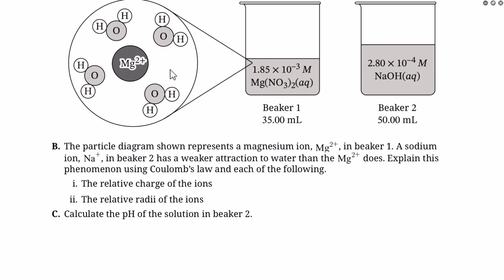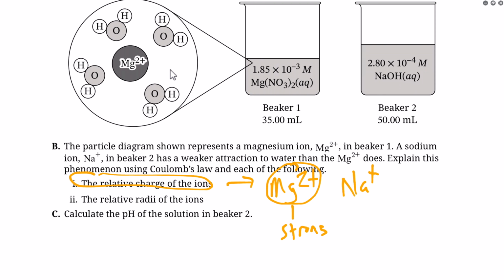So we're going to use Coulomb's law to discuss the relative charge of the ions. Well, again, I'm not going to provide a full-length explanation written out for each of these, but we know that Mg has a 2+ charge, and Na has a 1+ charge. And so remember that the magnitude of charge is directly correlated to the strength of the attraction of the ion to the water molecules. So in this case, magnesium has a 2+ charge, and so therefore would have a stronger attraction when compared to sodium, which is only a 1+ charge. So that takes into account the relative charge of the ions that are present in the solution.